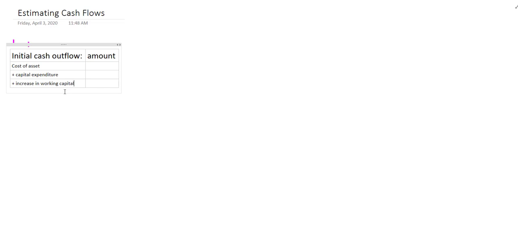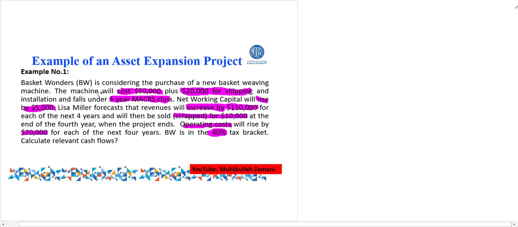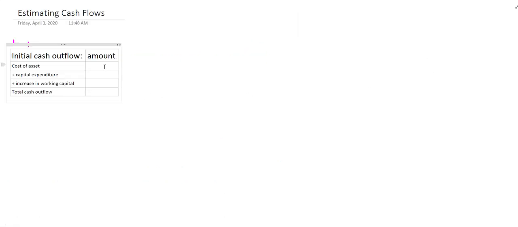Now mention the amount, right? Give one more column for the total amount. Total cash outflow. Now let us take the information from our example. How much was the example? Cost of the machine is 50,000. Capital expenditure, like shipping, is this much, right? And the rise in working capital is equal to how much? 5,000. So mention that information here.